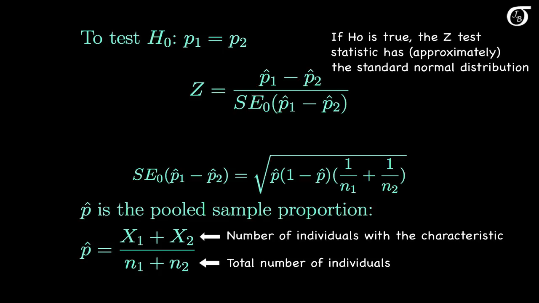If the null hypothesis is true, this Z statistic will have, approximately, the standard normal distribution. So we will get our p-value in the usual way, by finding the appropriate area under the standard normal curve. Let's take a quick look at that.